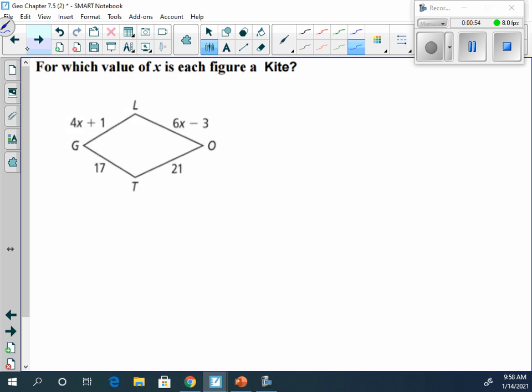So we look at this here. This here is a kite. For which values of x is each figure a kite? Now we're told what? That GT is 17 and TO is 21. So are those two sides congruent? No. So these two are different lengths. So what would be congruent to GT?